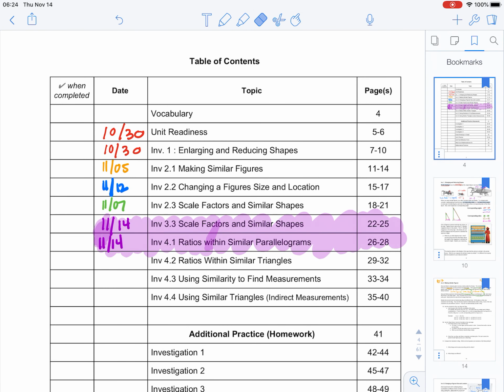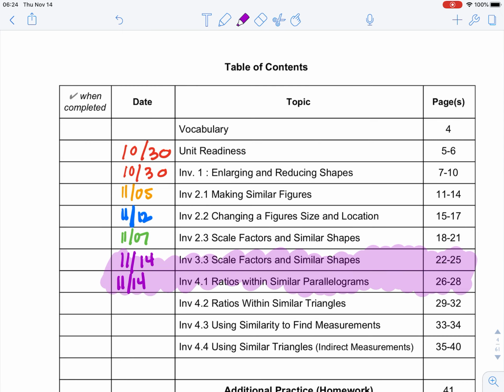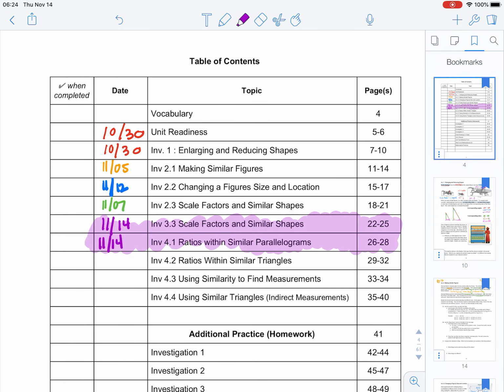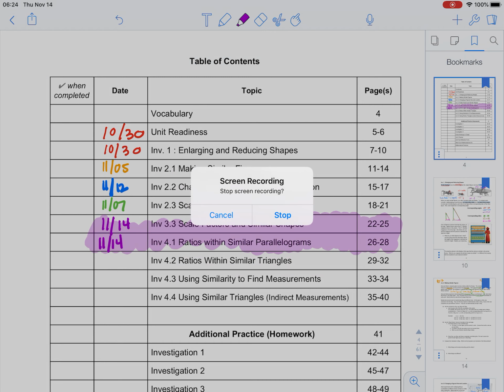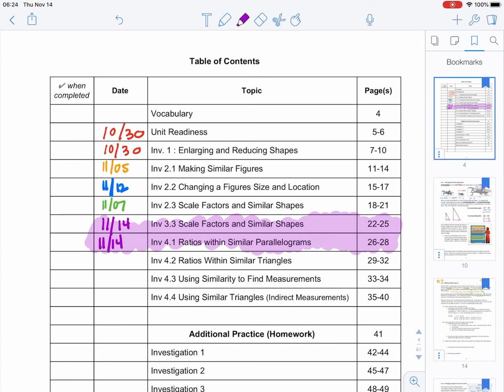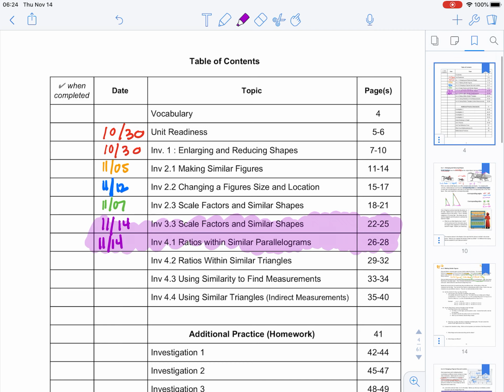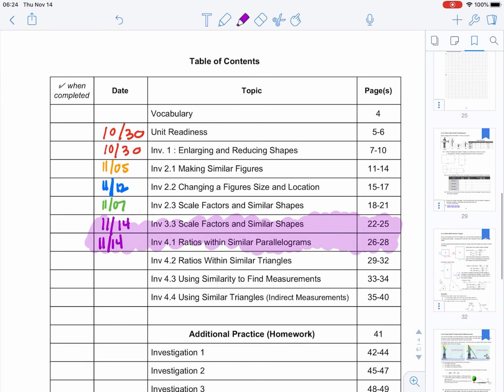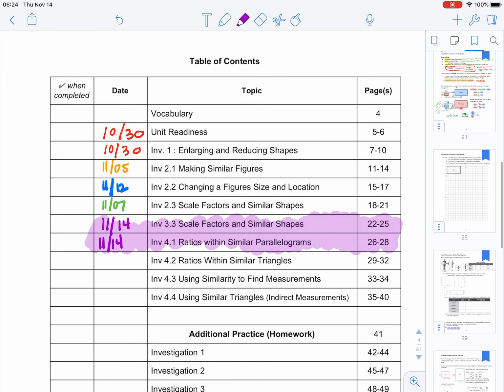All right, so today we're going to do 3.3 and 4.1, scale factors and similar shapes, ratios within similar parallelograms. So 22, which I think actually is 24, to 26. Okay. All right, let's get through this. 24, I think it's right around here.